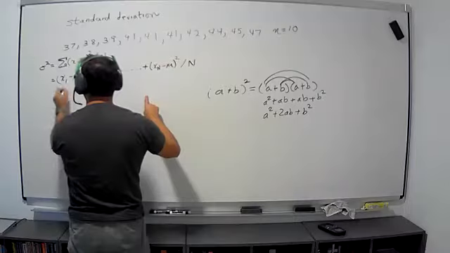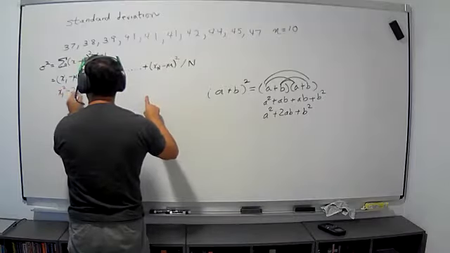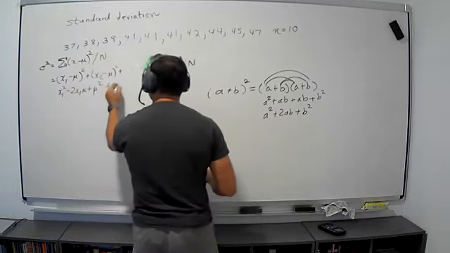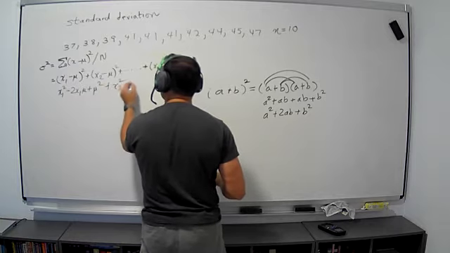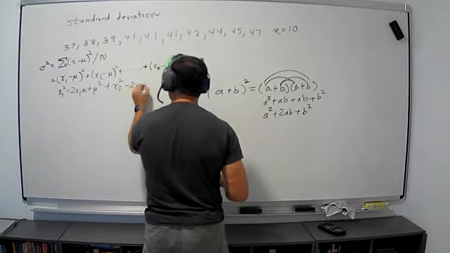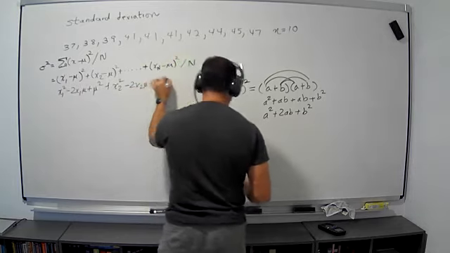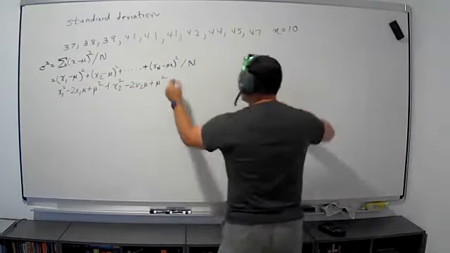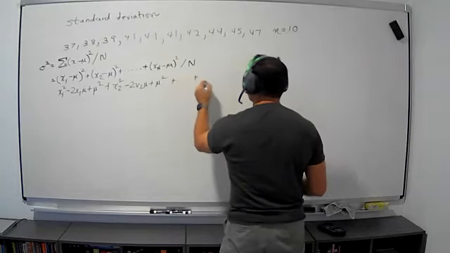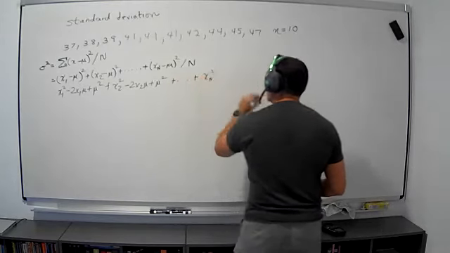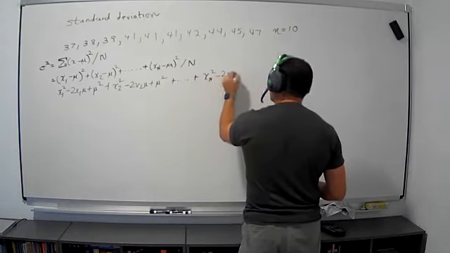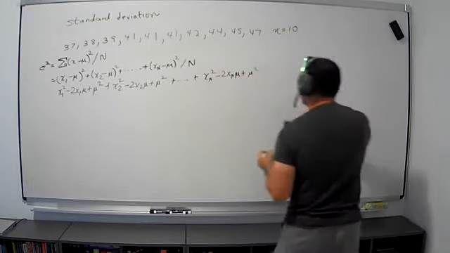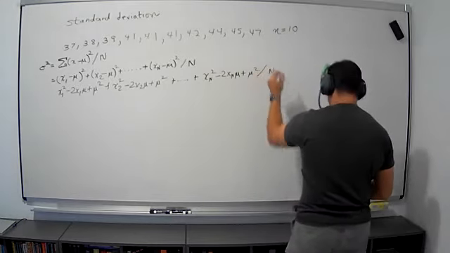x1 squared minus 2 x1 mu plus mu squared, plus x2 squared minus 2 x2 mu plus mu squared, plus dot dot dot, plus xn squared minus 2 xn mu plus mu squared. And then all this divided by n.